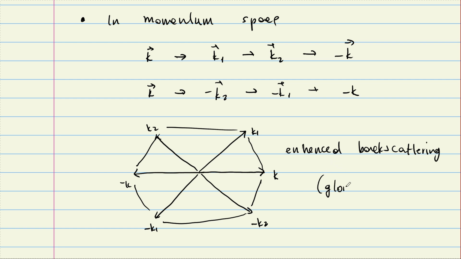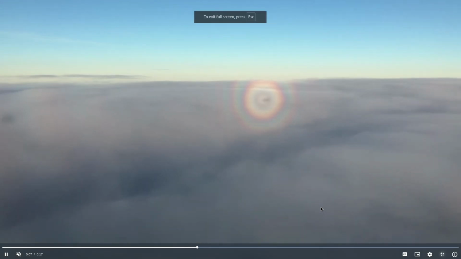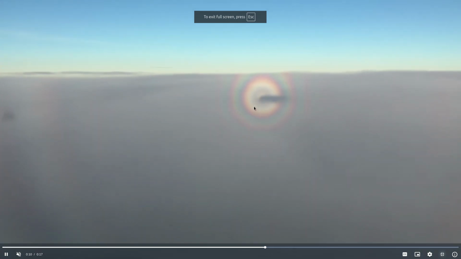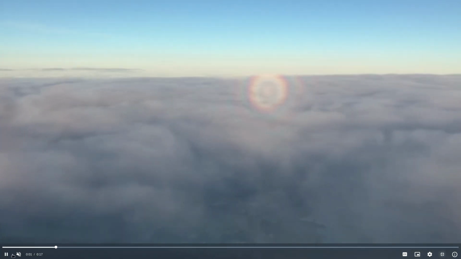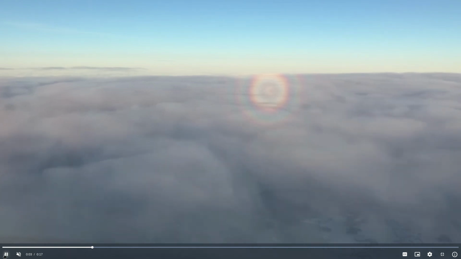Light is a wave, and it also shows this. Maybe I can quickly show you what this glory effect is. This is a descending airplane, and as the airplane comes, okay, maybe I can take it back a little bit. So the sun is right behind the airplane, and you are looking down at the clouds, but there is one spot in the clouds where the scattering back to you is enhanced, and you can see there are these rainbows.